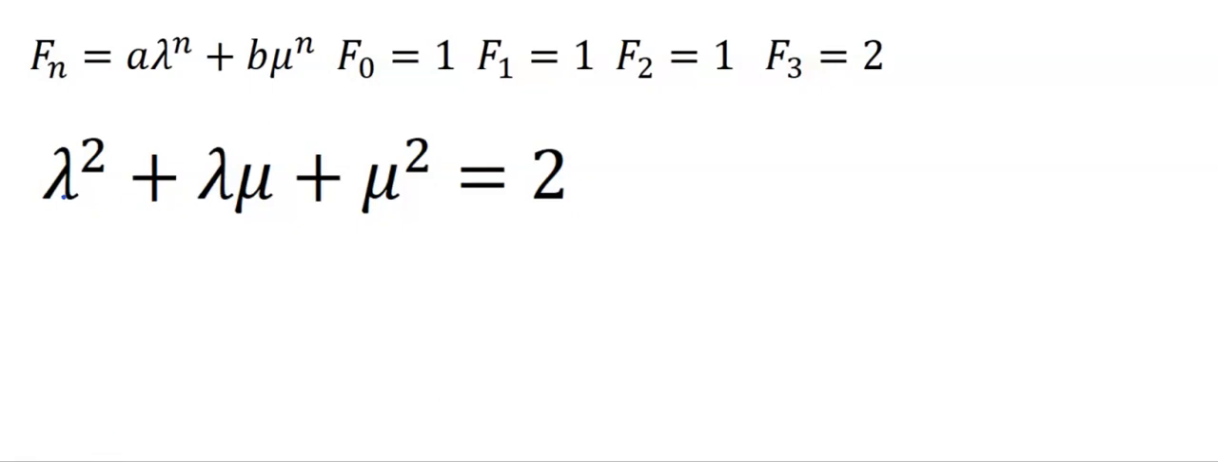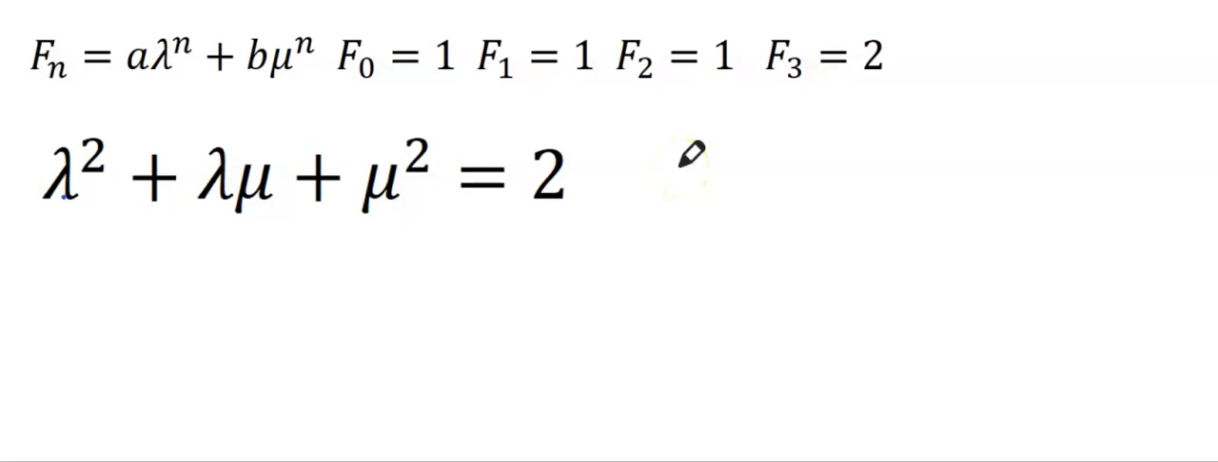This is question 3 of STEP 2, 2010. We are told that the formula F_n equals a lambda to the n plus b mu to the n holds, and we're given 4 initial values. F0 is 1, F1 is 1, F2 is 1, F3 is 2, and we are asked to use this information to establish the formula given lambda squared plus lambda mu plus mu squared equals 2.